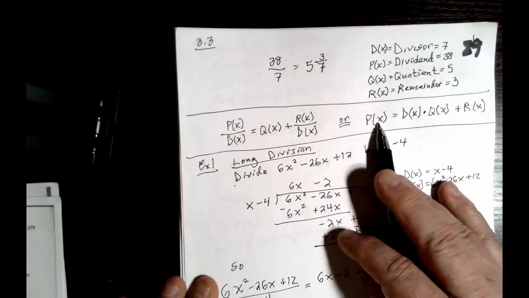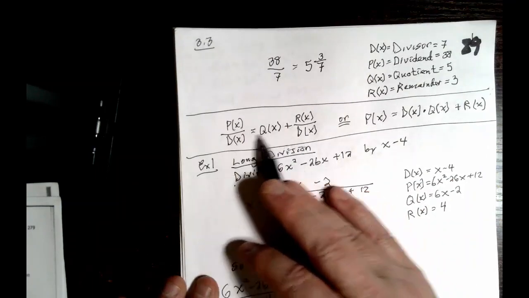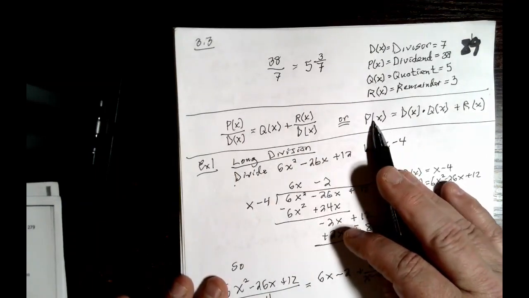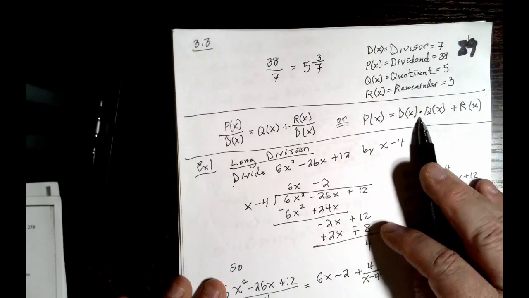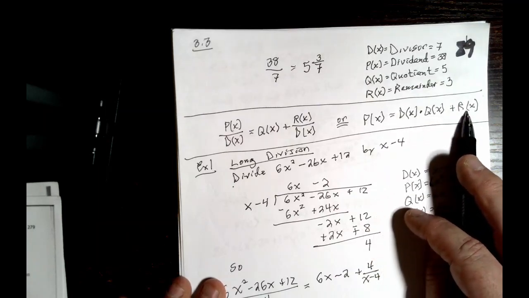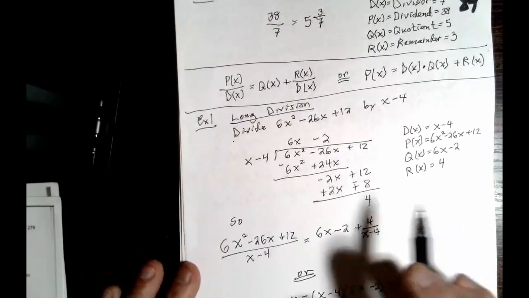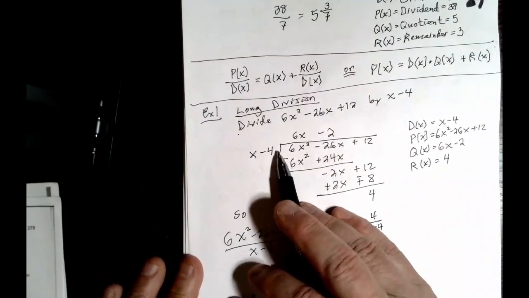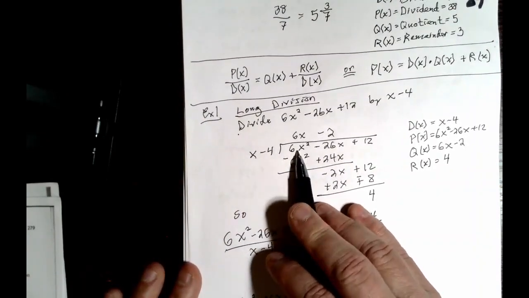Or another way you can do it is if you multiply everything by d, you get dividend equals divisor times quotient plus r. Alright, so let's do long division here. Okay, let's divide x into 6x squared.